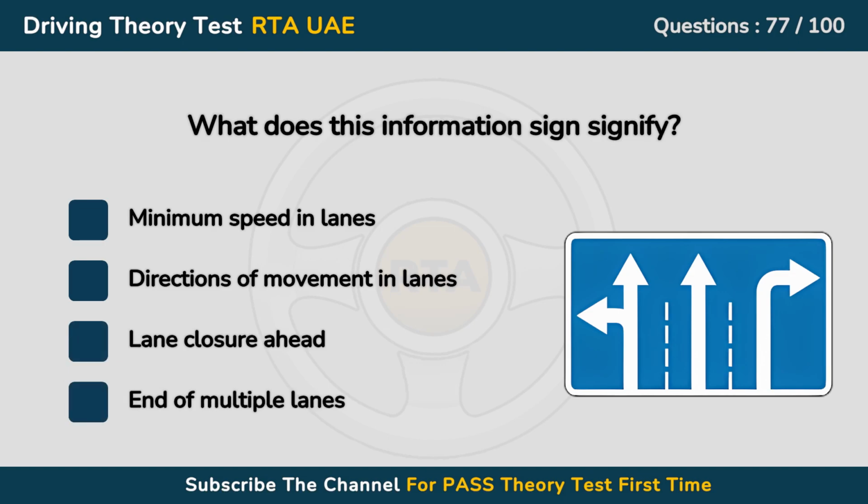Question 77. What does this information sign signify? A. Minimum speed in lanes. B. Flow of movement in lanes. C. Lane closure ahead. D.